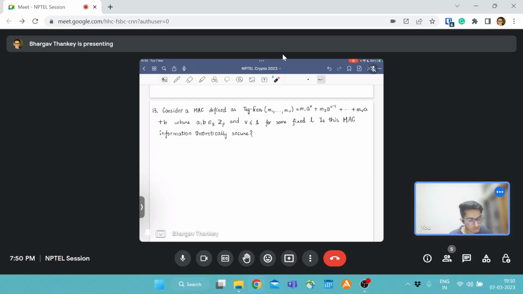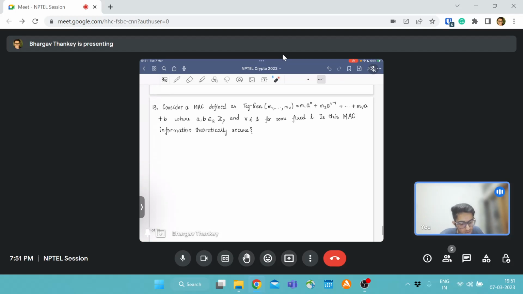Okay. So the question is, is this MAC information theoretically secure? Now, in class, we saw what an information theoretically secure MAC is. And we saw that a MAC which is very similar to this MAC is in fact information theoretically secure. So in class, we saw that this plus A to the V plus 1 gives us an information theoretically secure MAC. The question is, if I were to remove that plus A to the V plus 1, do I still get an information theoretically secure MAC? So would you like to guess whether this is an information theoretically secure MAC or not?